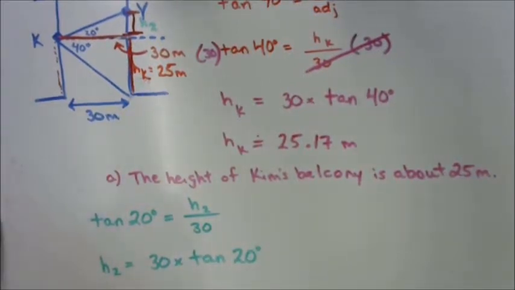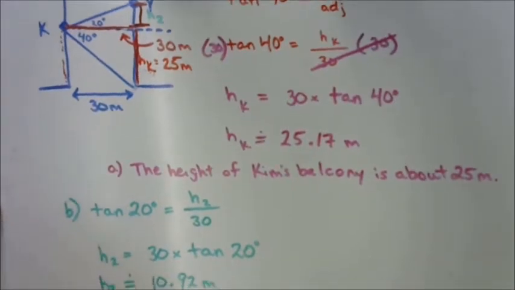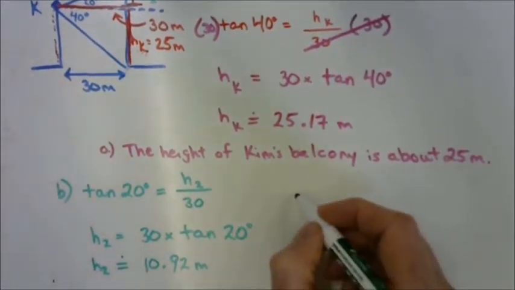Now in most scientific calculators, you can just punch in 30 times tan 20, or even just 30 tan 20, and you'll come out with an approximate height of 10.92 meters. Now to answer question B, using our work here, really this should be up here. This is just the final statement that we're going to add.